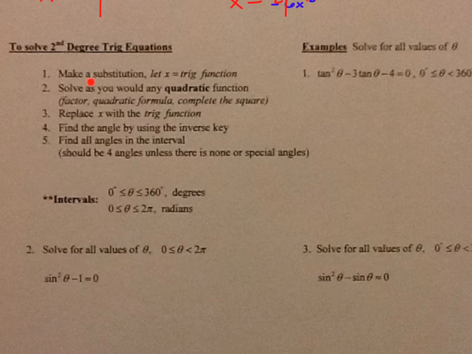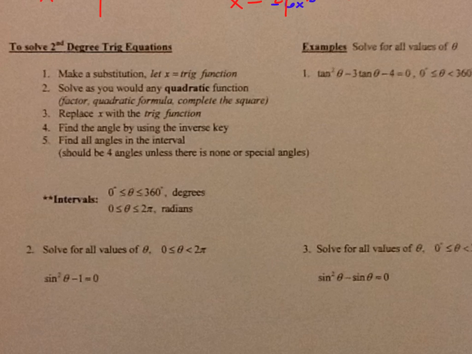So your first thing you're going to do is you're going to make a substitution. You're going to let x equal your trig function. You're going to solve the quadratic function. You're going to use either factoring, quadratic formula, or complete the square. You're going to replace the x with the trig function, so you have to do your substitution back in. You're going to find the angle by using the inverse key. You're going to find all the angles in the interval.